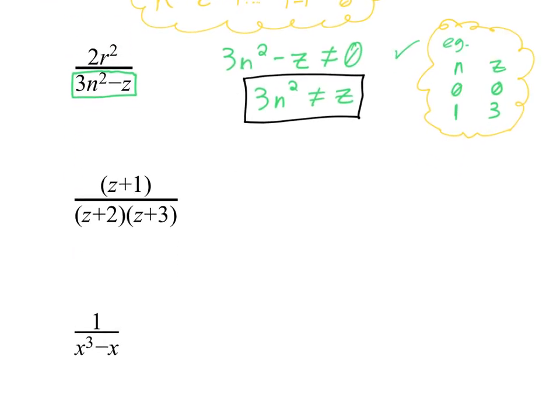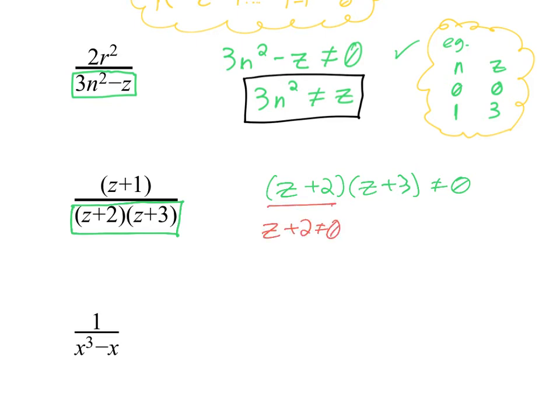Alright, so let's take a look at a few more that only contain one variable now. For our third expression, again, we have to ensure that the denominator is not equal to 0. So that tells us that z plus 2 times the expression z plus 3 cannot be equal to 0. So we have two possibilities. If we're multiplying two numbers together, that could give us 0.